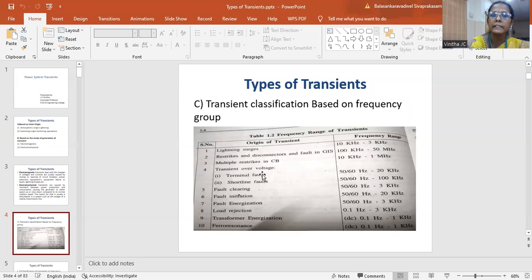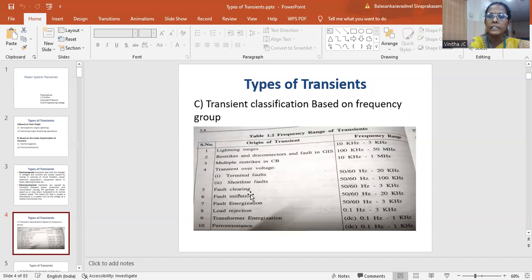Then multiple restrikes in circuit breaker. These multiple restrikes are produced due to the presence of capacitance in the circuit. During this restrike, the frequency lies between 10 kilohertz to 1 megahertz. The fourth type is transient overvoltage. During transient overvoltages, the frequency may lie between 50 hertz to 20 or 100 kilohertz, depending upon whether the fault is a terminal fault or a short line fault.